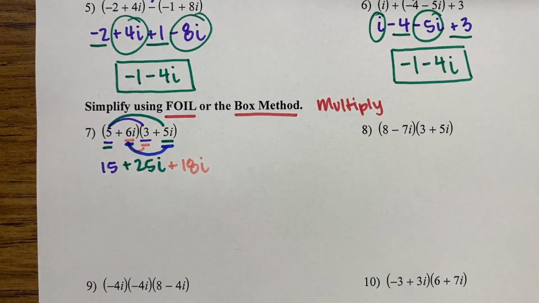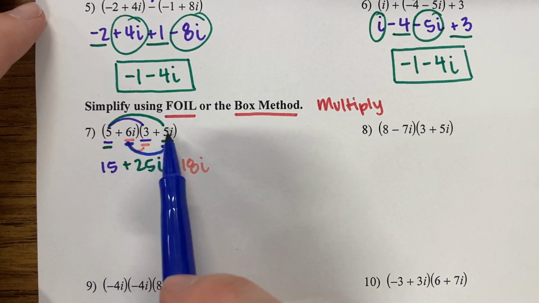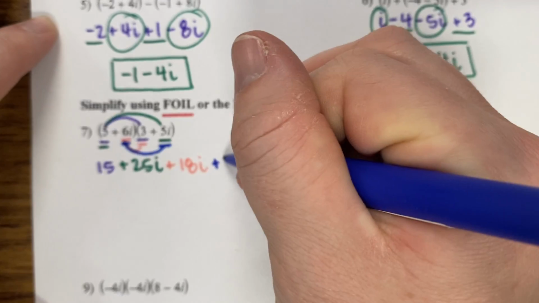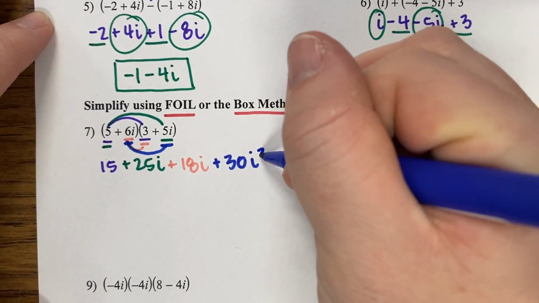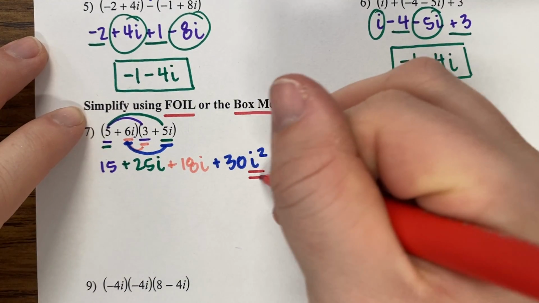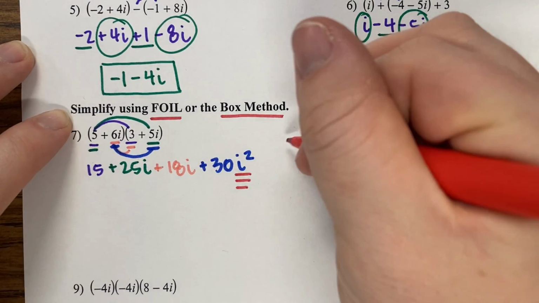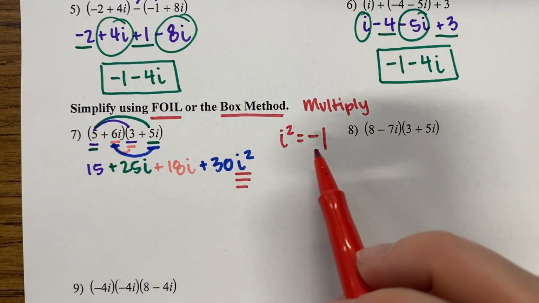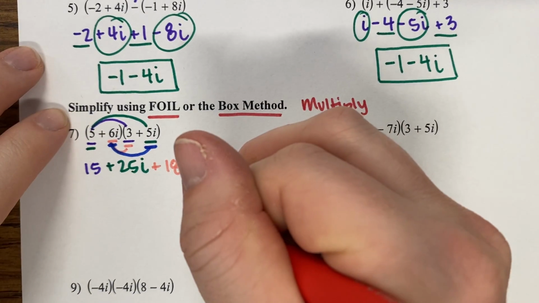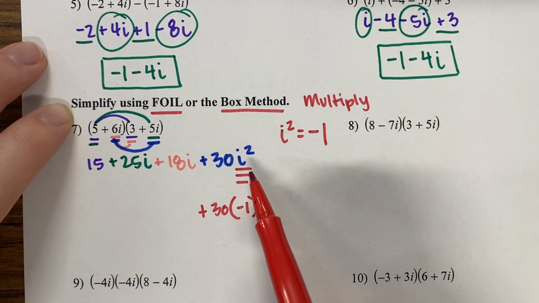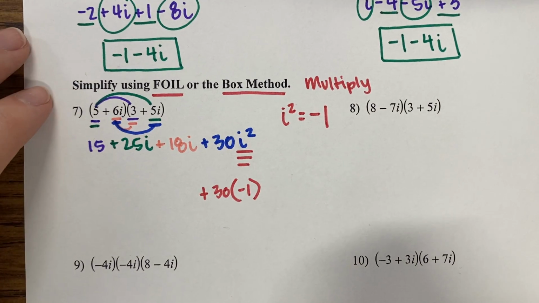And then L, last terms, 6i times 5i. This is where we're going to run into a new rule. But again, we're just going to multiply it like those were x's. So 6i times 5i gives me positive 30i squared. i squared because i times i. Here's where our new rule comes into play. Whenever we see an i squared, it is actually equal to -1. So we're going to change this to -1. So this is like saying we have plus 30 times -1. That i squared turns into -1, always.